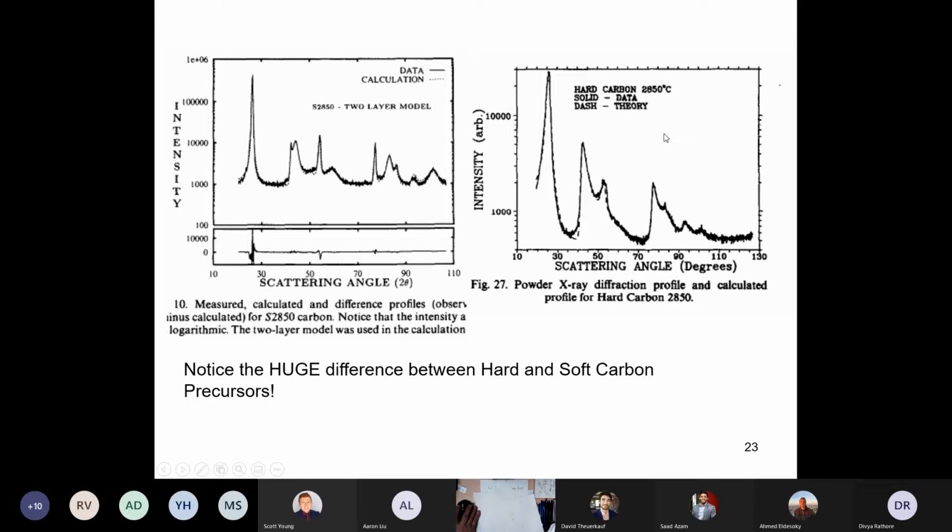So big difference between hard and soft carbon precursors. If you pick things like wood or sugar or lignin or cellulose or coconut shells or coffee beans or whatever, things that are hard carbon precursors, you'll never make a decent graphite for lithium-ion batteries out of them. So I'll show you in a moment that these type of materials are crappy for lithium-ion batteries.